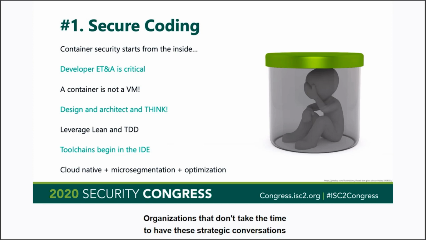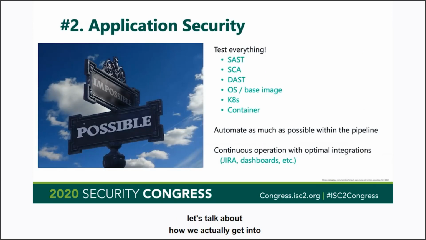Organizations that don't take the time to have these strategic conversations that really apply at the secure coding level or even before that at the design and architecture level will have challenges over time in terms of supportability, operational support of deployment models, and so on and so forth. So now that you've got secure code and you've got your development teams on board, let's talk about how we actually get into the details of application security in the second layer.